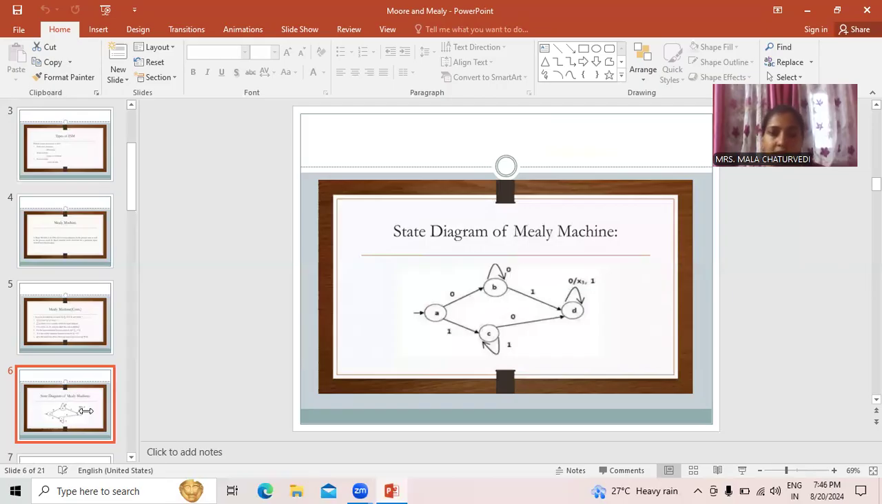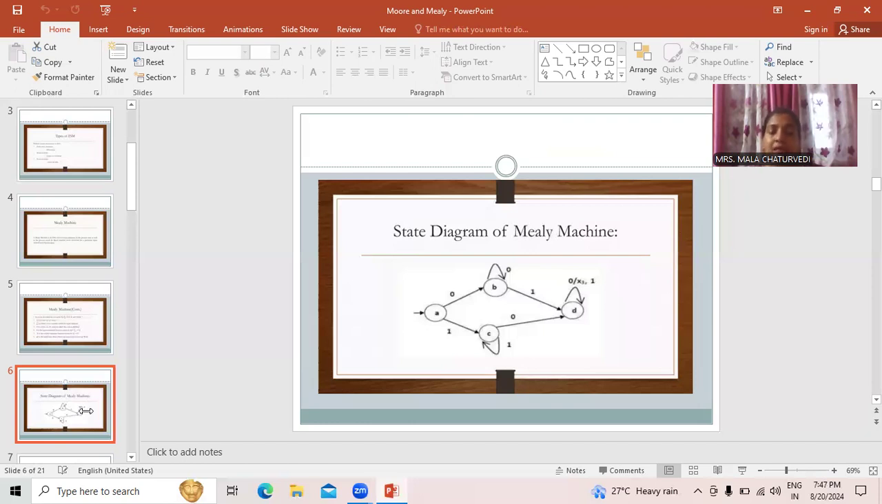Now come to the state diagram of the Mealy machine. In this Mealy machine, A is an initial state which takes input alphabet 0 and goes to the next state, which is B. And B has a self loop of input alphabet 0 and comes to the same state, and also B takes input alphabet 1 and goes to the next state D. And D has a self loop of input alphabet 0 slash x3.